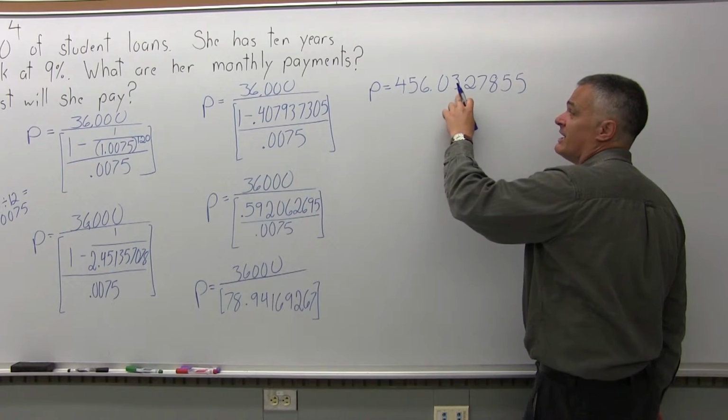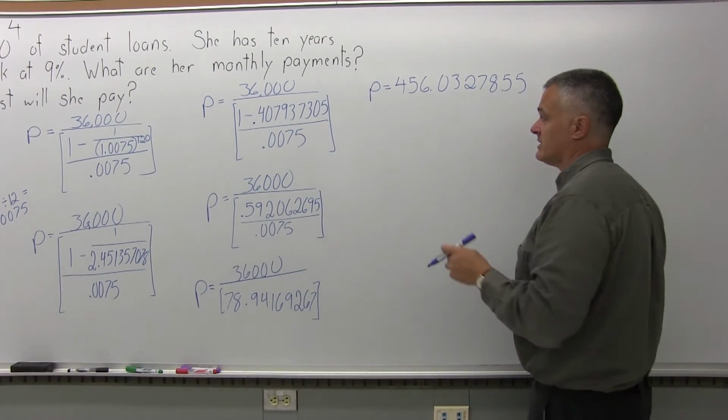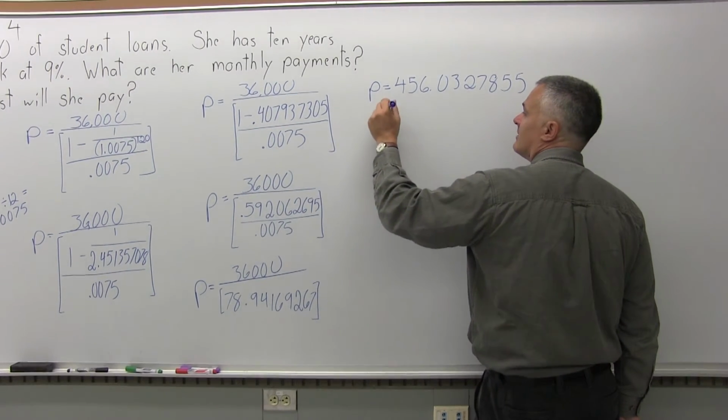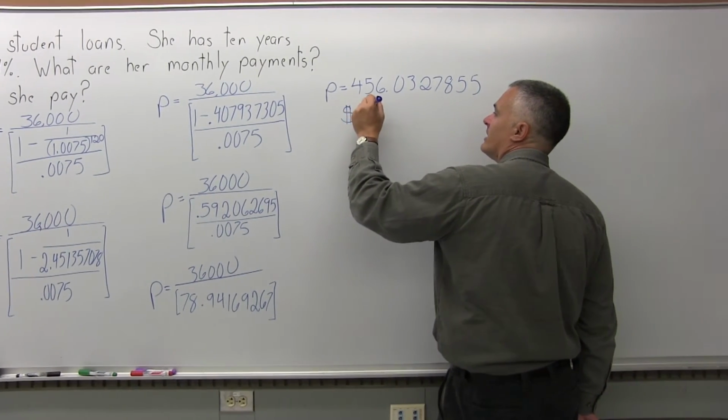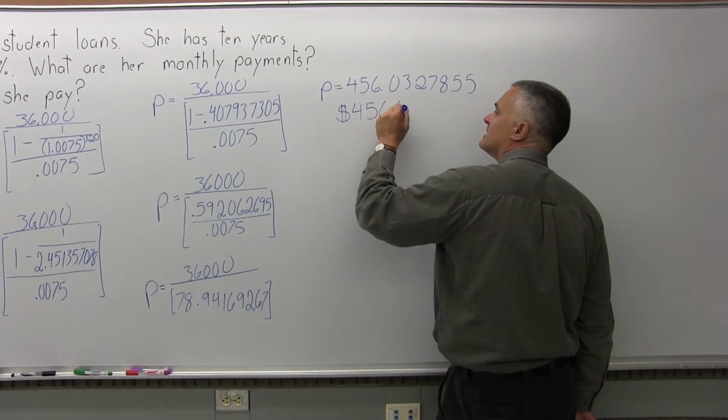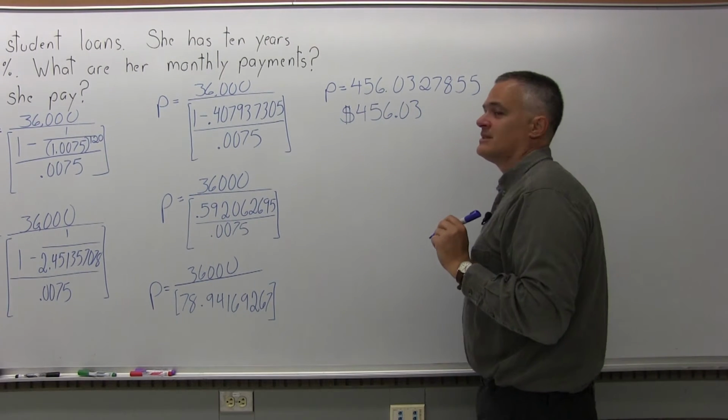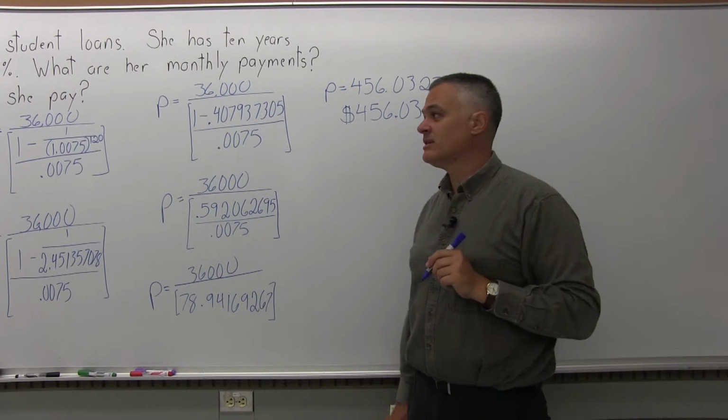After the decimal I have 0.032 something. It's not big enough to make it 0.04 or 4 cents. So the monthly payment will be $456.03. It's paid every month to pay down the student loans over a 10-year period.